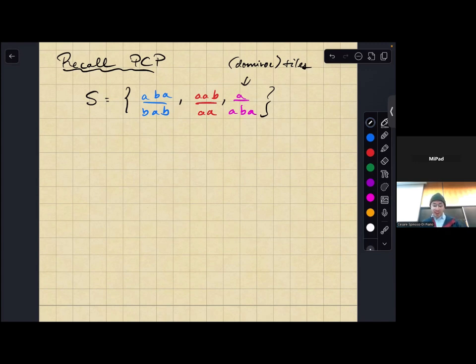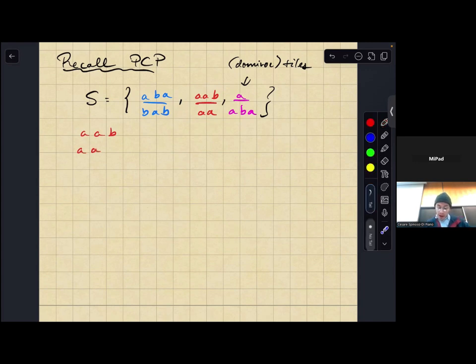Let's see. Well, I definitely can't start with this tile, because if I started with it, I would have an A and then a B, so that would be bad. So I can either start with this tile or this tile. I don't want to waste that much time, and I have a good feeling that I have to start with this tile. So let's do that: A, B, A.